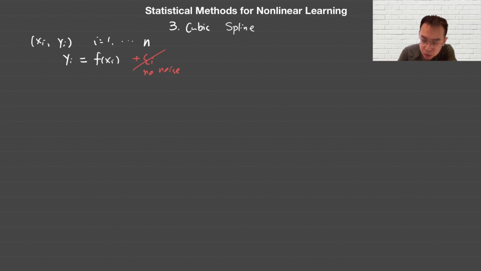Okay, so geometrically, what this means is that let's say we have some data points. The idea is to find a curve that interpolates all the points, and the curve must pass through all the points. So that's what we mean by no noise. I should also note that we sort the data such that x1 is smaller than or equal to x2, and so on up to xn. So this is sorted data.